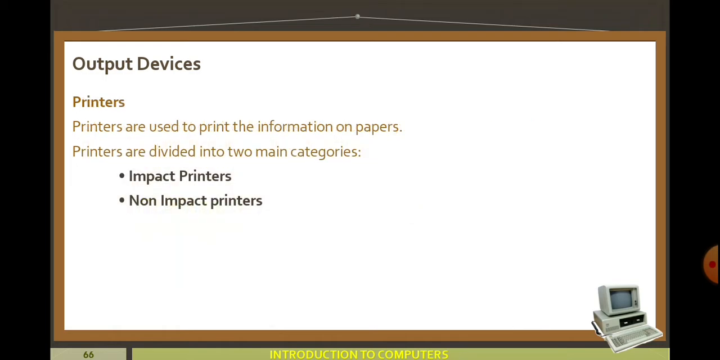We know printers are used to take a hard copy of your output. There are two different types of output: one is soft copy, another one is hard copy. What is meant by soft copy? When you see the output on your monitor itself, the first output device we discussed, that output is known as a soft copy.